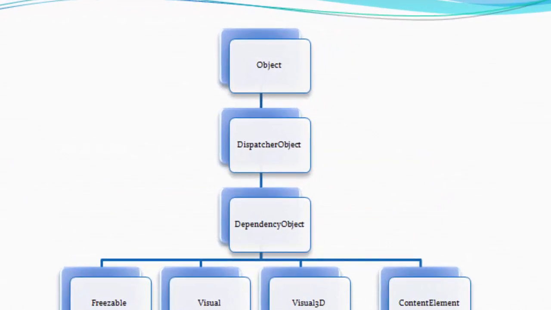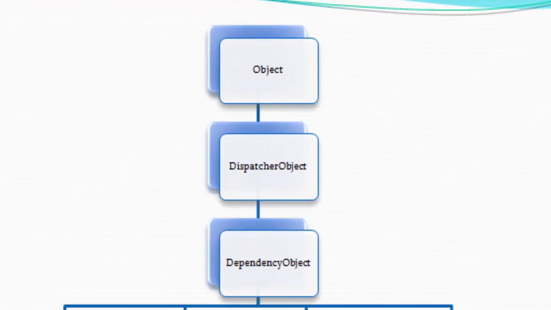Then there is dependency object. The dependency object derives from dispatcher object. Before we get into dependency object, you should know what a property is in WPF. Well, a property is nothing but a variable in C or C++, except that it's a magical variable. So in WPF there are two types of properties. One is a regular property, and then there is a dependency property. So if your object derives from dependency object, then your properties have the capability to become dependency properties.